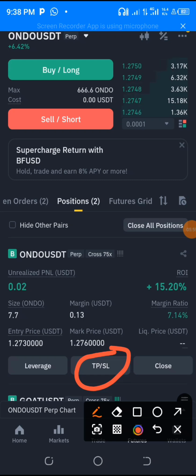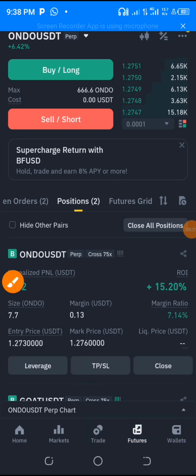Okay, so I think that is how we set a trade in futures trading. So it is up 19%. Let's see how it goes.